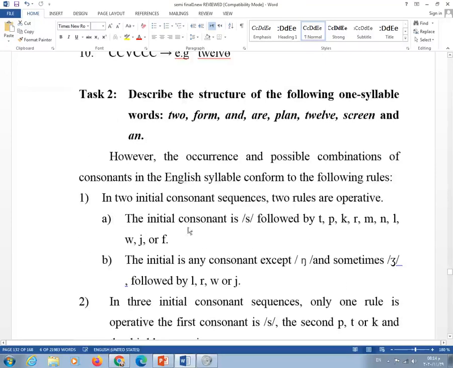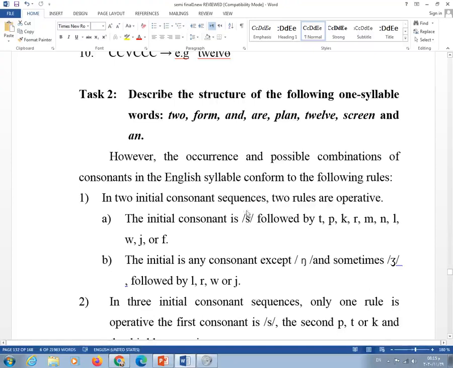Okay, let's have a look at some rules that must be taken into consideration when we come to make a syllable, because there are rules. These rules must be obeyed. We have to know that when we have two consonants at the beginning, in the onset, we cannot have any two consonants. The structure of the consonant cluster or consonant string is determined by a number of rules. Let's look at some of these rules.